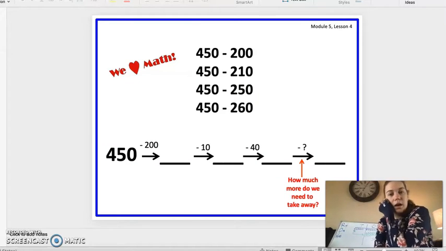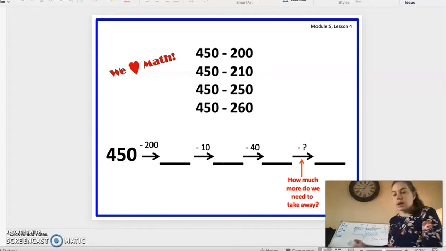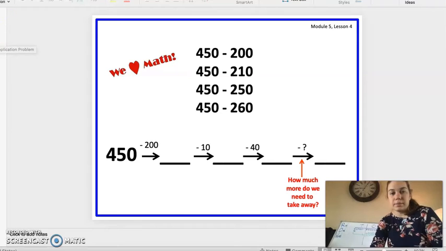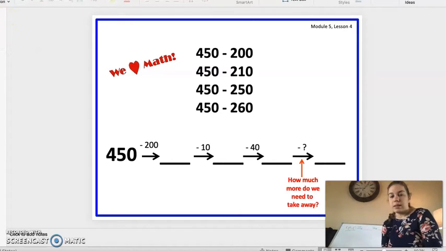Alright, here's our first problem that we have today. So it says 450 minus 200. If we look at it, we have the arrow way shown on our board. So our arrow way has 450 minus 200, and then you've got to find out what the answer is. Minus 10, what's the answer? Minus 40, what's the answer? And then how much more do you need to take away?